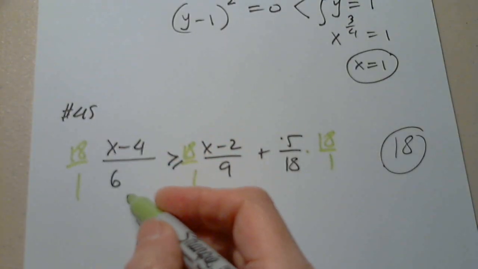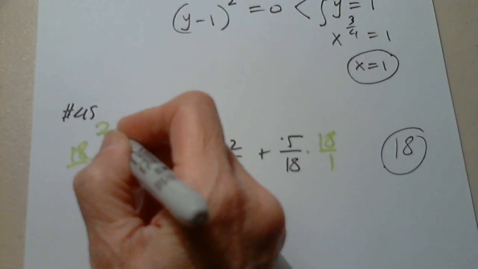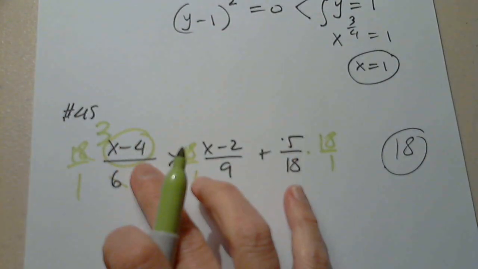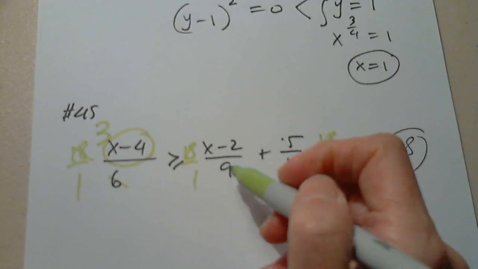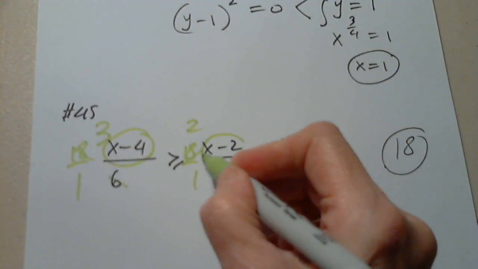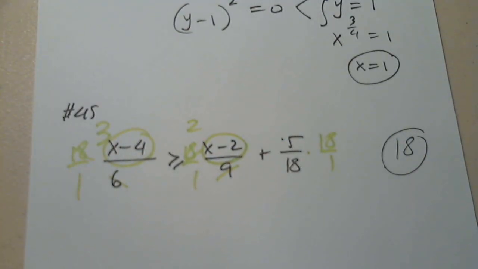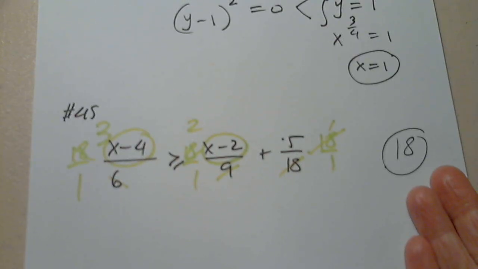When I simplify, I get a 3 to be multiplied or distributed here. When I simplify, I get a 2 to be multiplied or distributed here. And when I simplify, there is nothing. It's just 1. So this is always the idea. When I see an inequality or an equation with fractions, I should always try to get rid of them to make the equation as easy as possible.